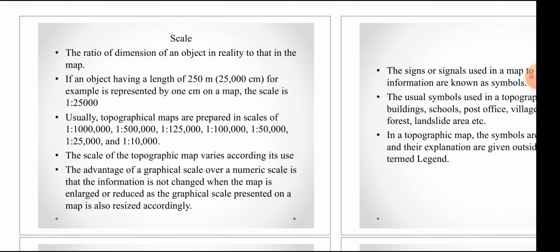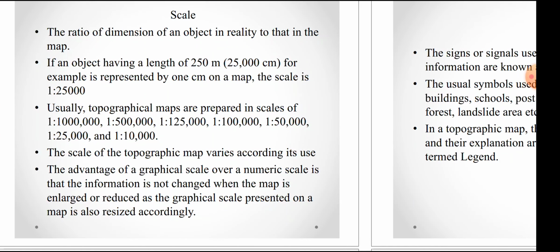Scale: the ratio of the dimension of an object in reality to that in a map. If an object having a length of 250 meters, that is 25,000 centimeters, for example, is represented by 1 centimeter on a map, the scale is 1 is to 25,000. Usually, topographical maps are prepared in the scale of 1 is to 1 million, 1 is to 5 lakh, 1 is to 1 lakh 25,000, 1 is to 1 lakh, 1 is to 50,000, 1 is to 25,000, and 1 is to 10,000. The scale of the topographic map varies according to its use.